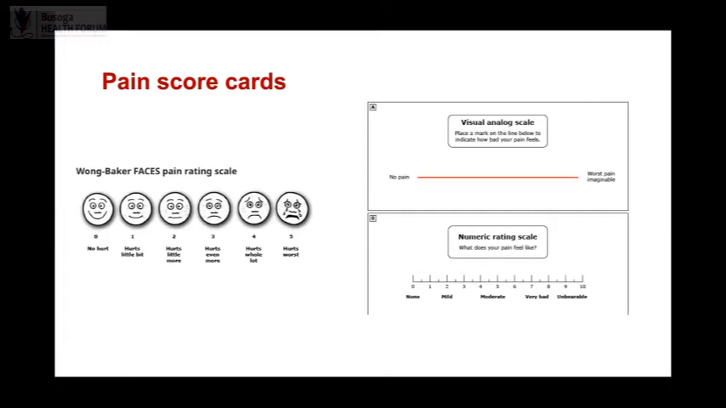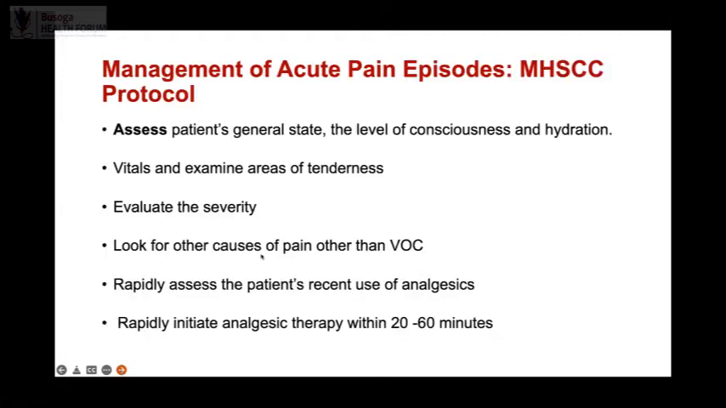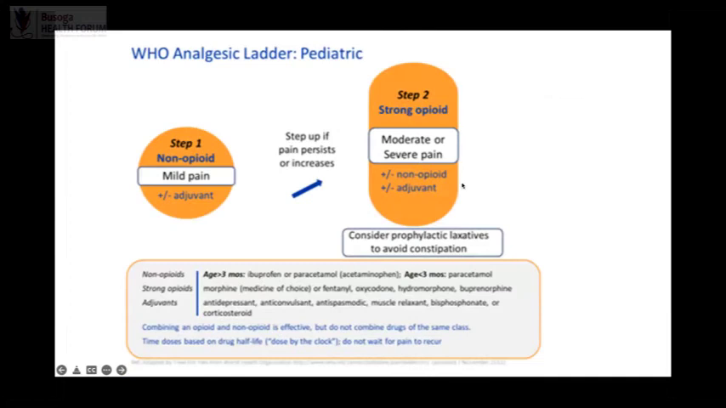But this really forces you to act differently according to what type of pain severity they have. So what do we do? We assess the patient's general state, the level of consciousness and hydration. We examine and look for areas of tenderness. We evaluate the severity, look for other causes of pain other than VOC, and assess the patient's recent use of analgesics, because if someone has given paracetamol, you don't want to be starting paracetamol if the pain has not gone. And then rapidly initiate analgesics within the first 20 minutes of the patient arriving at your health facility.